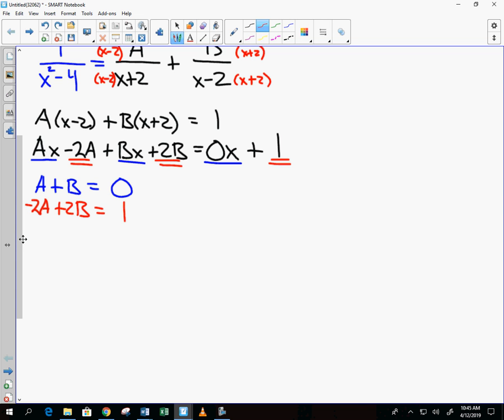Oh, boy. Substitution, sure, or you could do elimination. I like elimination a lot more. I'm going to multiply the top one through by 2 to get 2A plus 2B is equal to 0. I'm going to add them together to get what? 4B is equal to 1. So B is a fourth.